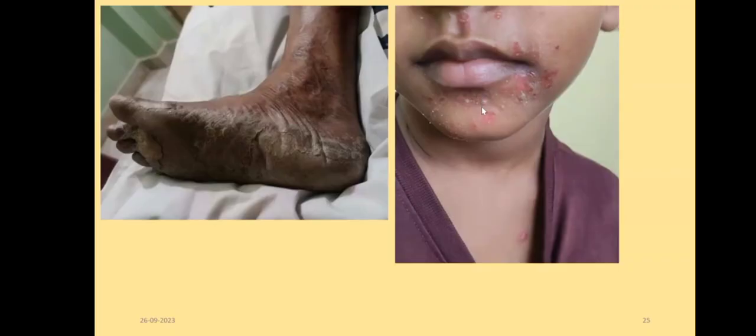This is the pustular lesion, bacterial infection, streptococcal or staphylococcal. So we have to manage it because it is contagious.